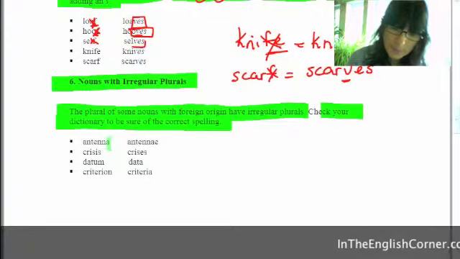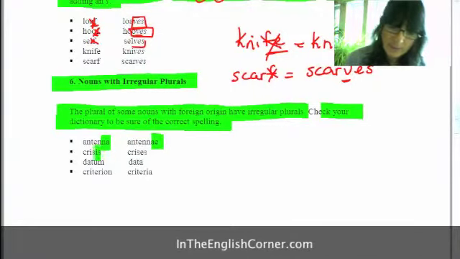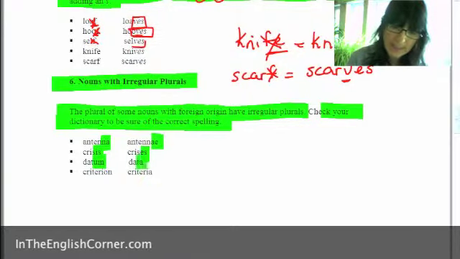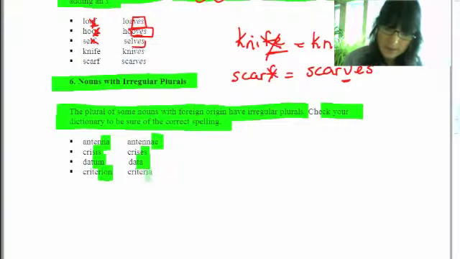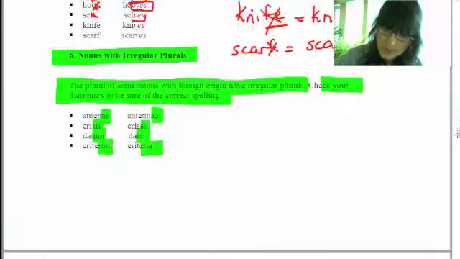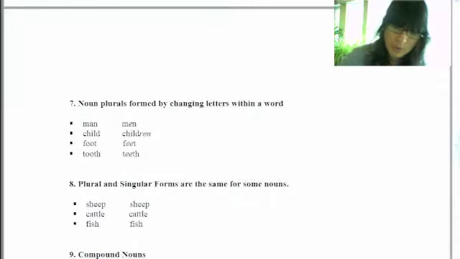So for example, the word antenna, the plural would be antennae. Crisis becomes crises. Datum becomes data. And if you have a certain criterion for something, the plural would be criteria. They're all irregular and you just have to use them, remember them, and you might have to look them up in the dictionary if you're not sure.